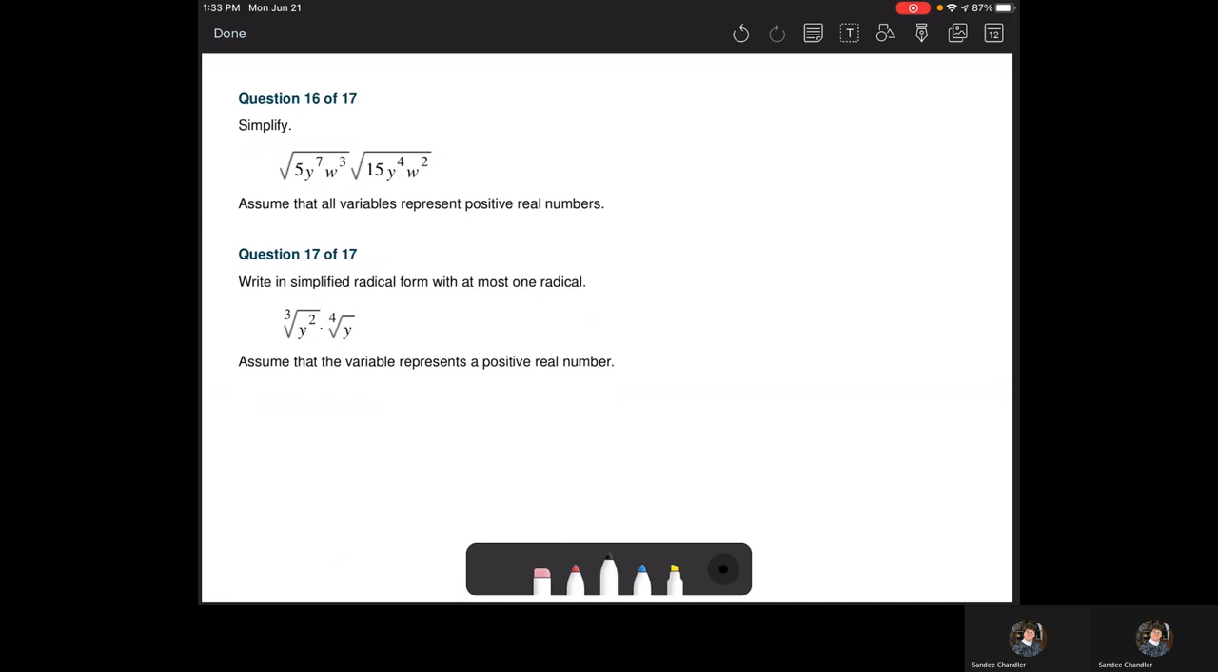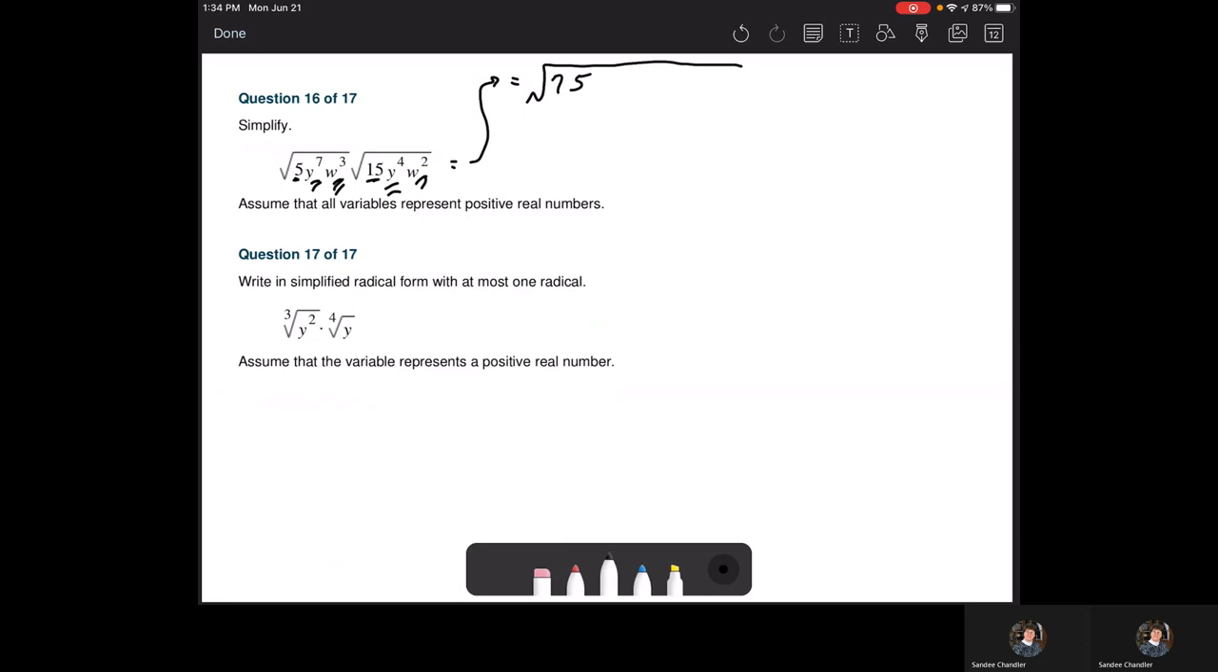I recognize right off that 5 is not a perfect square, neither is 15. See, the y is, but I've got a y here and a y there. I've got a w here and a w there. So I'm just going to go ahead and multiply all these together and see what happens. Give myself a little more room. I always tell my students I can do these with very little paper, but when I'm teaching, I need a lot of paper.